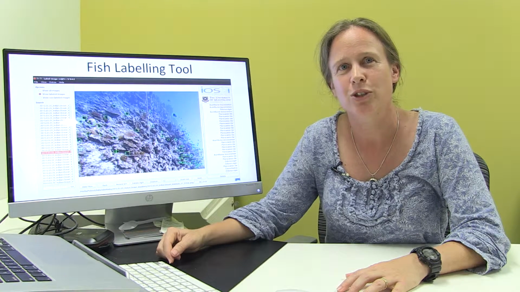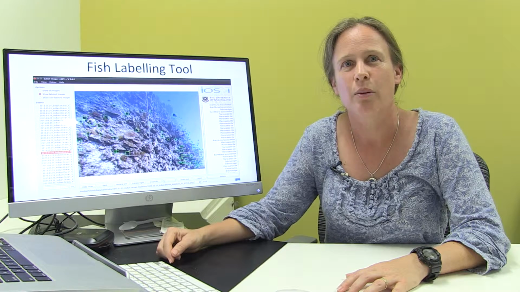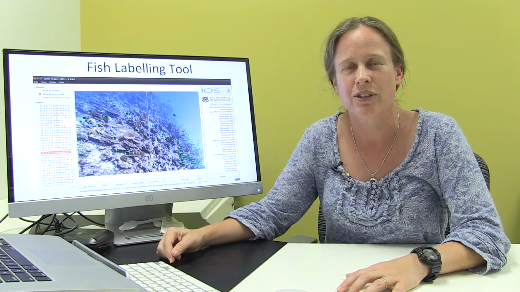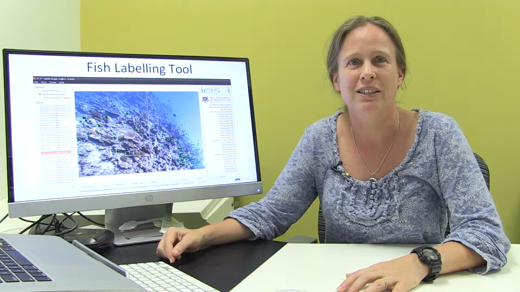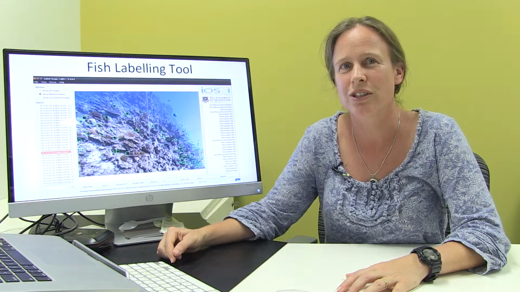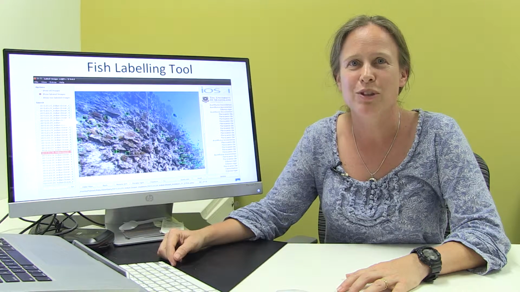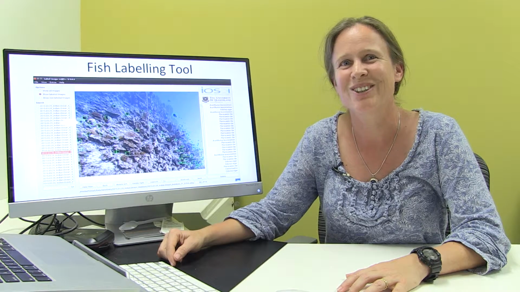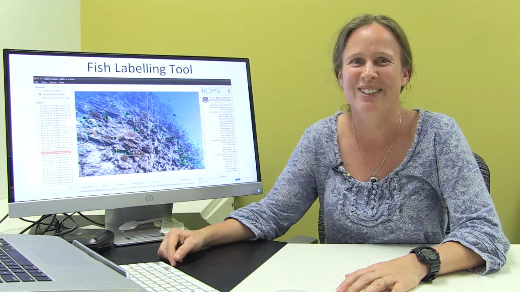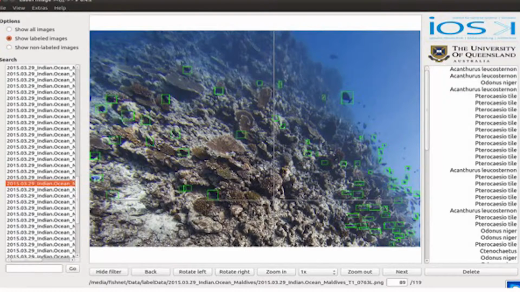Instrumental for the success of this project was Michael Grunwald, a PhD student in the Franz laboratory. Michael and I worked out the functionality of the system while a team of students in Germany developed the software under Michael's leadership. The time difference actually helped the project along since it was being worked on 24 hours a day. So this is the expert mode of the fish labeling tool.